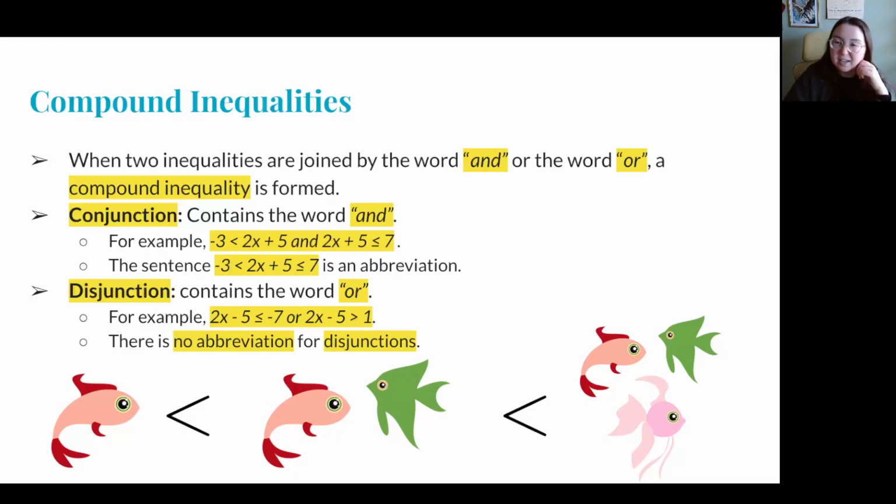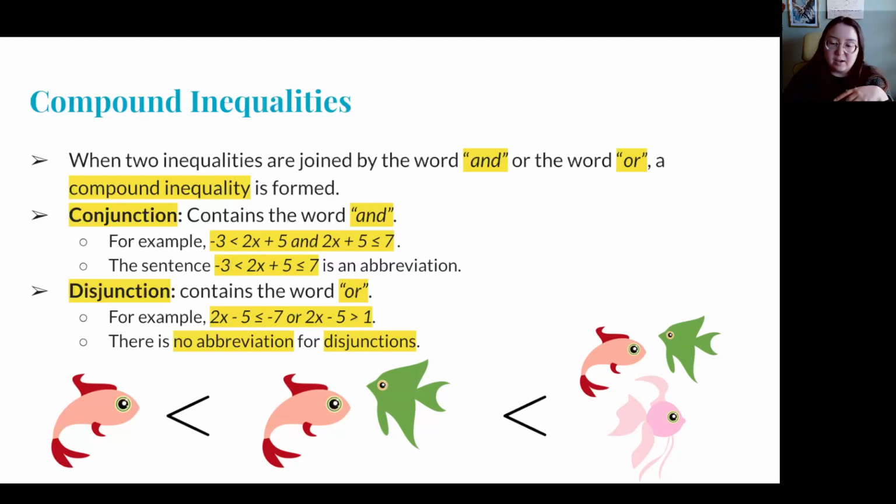And we have a silly example here of a conjunction at the bottom. We have 1 fish is less than 2 fish, which is less than 3 fish. So we see multiple fish here. And so that's an example of a conjunction. 1 is less than 2, and 2 is less than 3. You heard the word and in there. So it's just taking 2 different inequalities and putting them together into one.